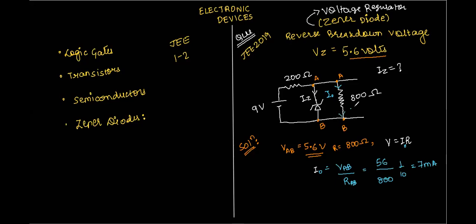See here, I now know the current in this branch, I naught, is equal to 7 milliamperes, right? I also know the voltage difference between these 2 points, A and B. It is equal to 5.6 volts. Correct? Now class, this is where most of the students tend to get confused, and this is where we all have to actually develop our understanding. What is happening in this circuit?